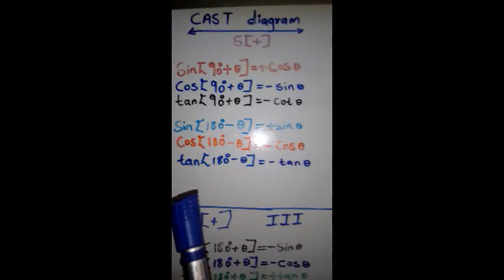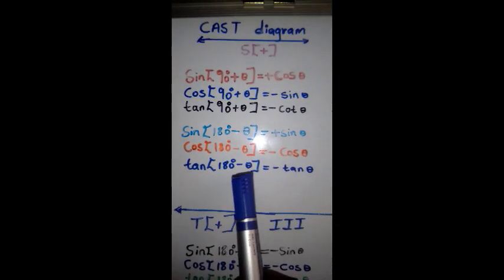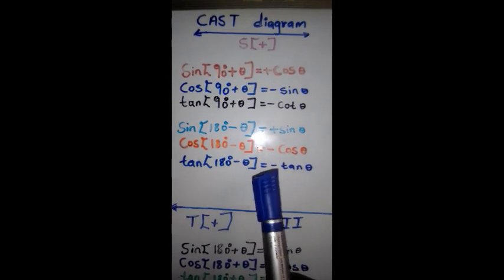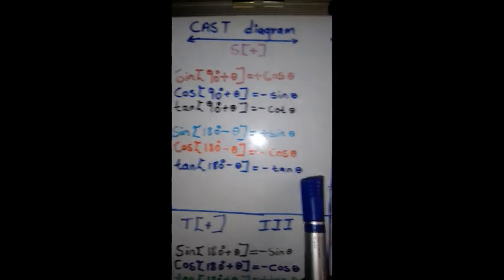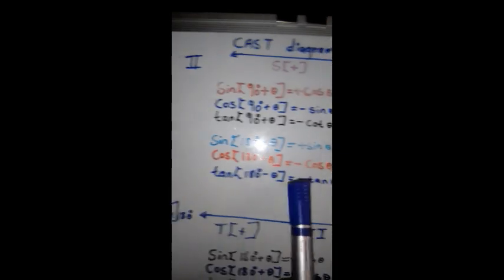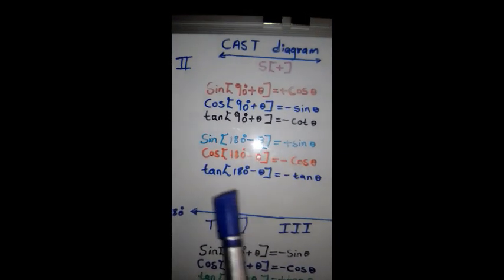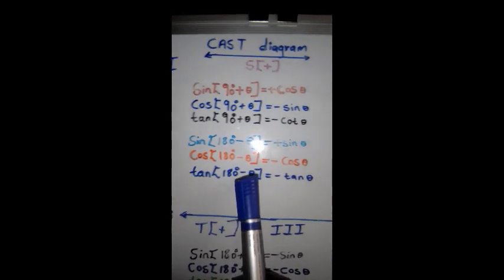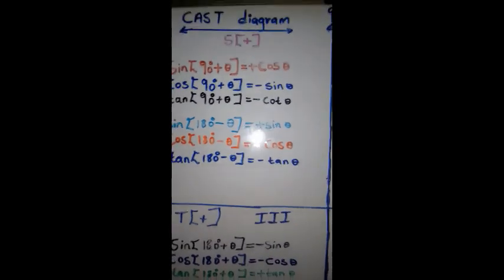Now let's do tan. Tan of 180 degrees minus theta is equal to negative tan theta. Why? Because tan is negative on the second quadrant, then 180 means no change, so it's going to be negative tan theta. Now let's go to the third quadrant.